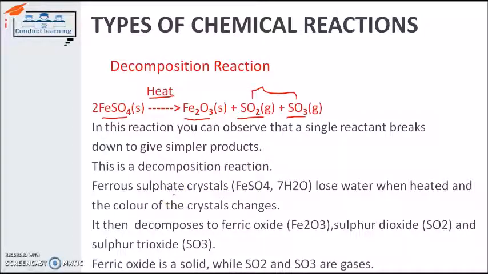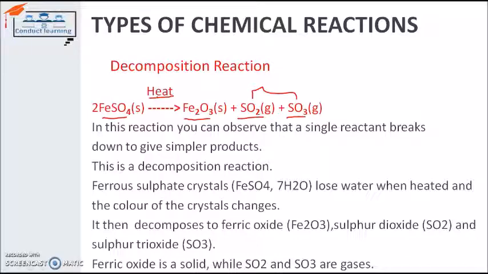Ferrous sulfate crystals lose water, get heated up, and lose their color from green, giving products and decomposing into different products. The first is ferric oxide, another is sulfur dioxide, and the third is sulfur trioxide. So we can understand by just looking at the equation that a single substance, ferrous sulfate, when it is heated up, breaks down into three different products. So this is the decomposition reaction.